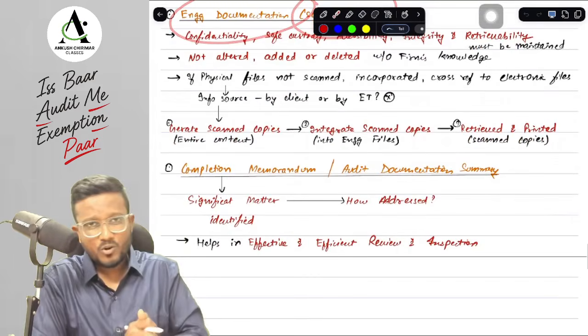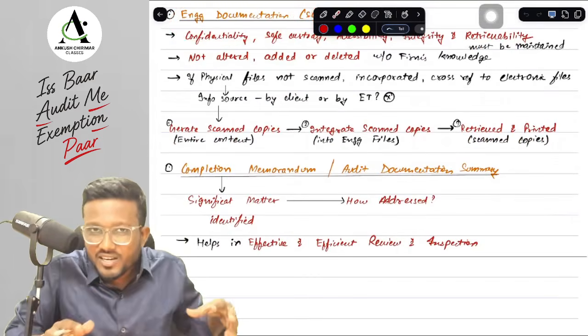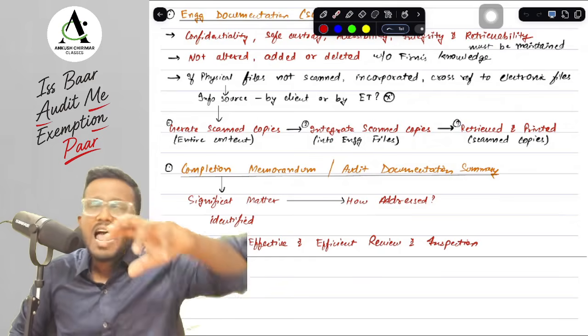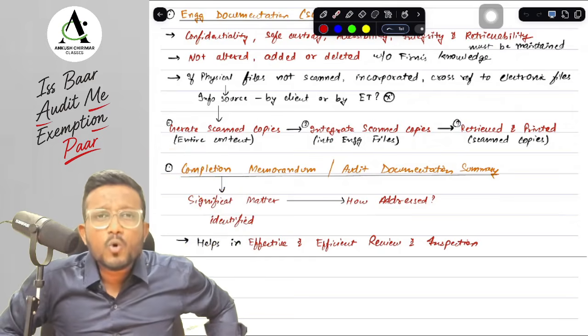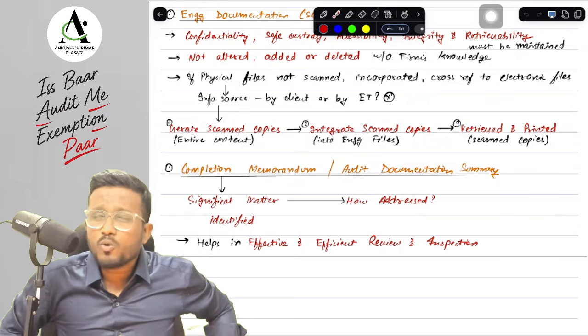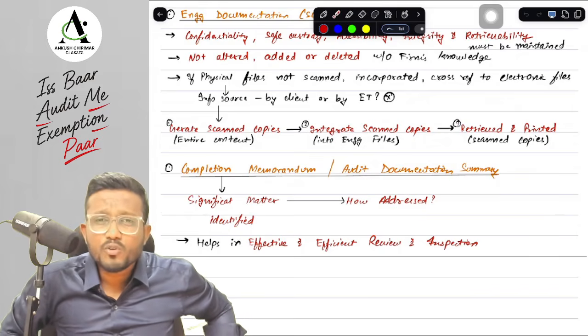And the last topic that I want to tell you is, sir, suppose there is a large audit engagement, we have prepared a final audit file, and after 2 to 3 years, we want to review that particular audit engagement. Will I need to go to the entire audit file and the entire audit documentation to review that particular engagement?